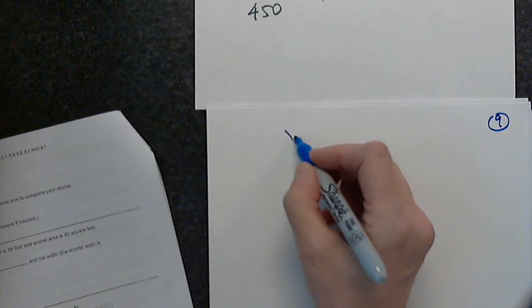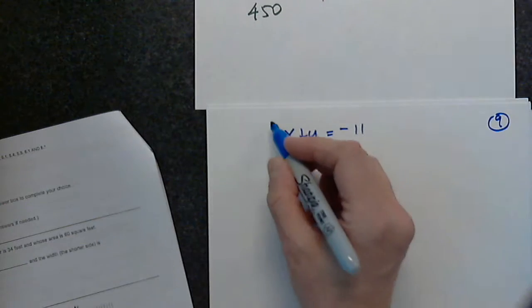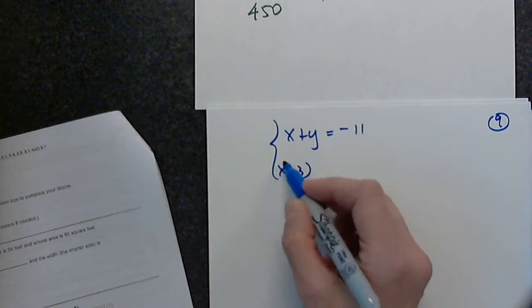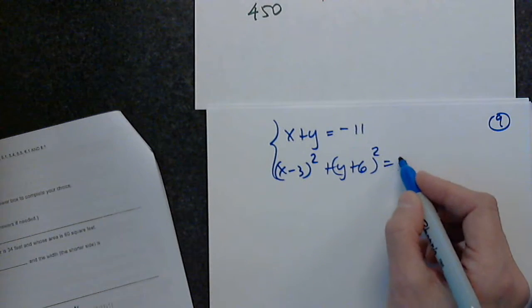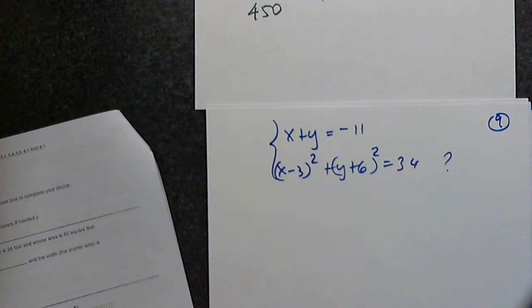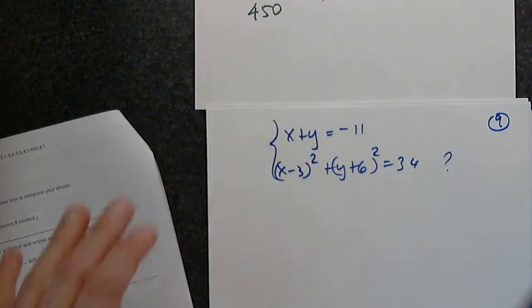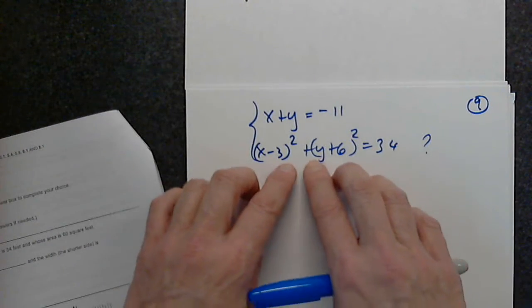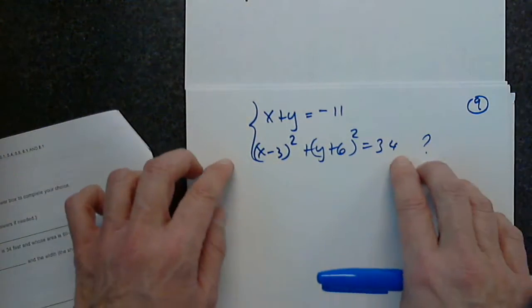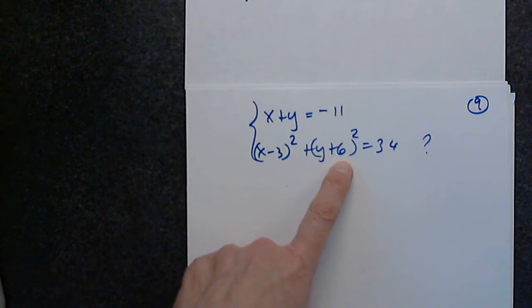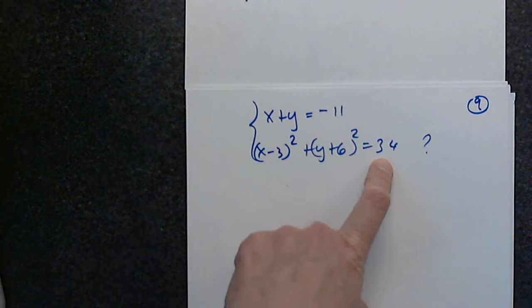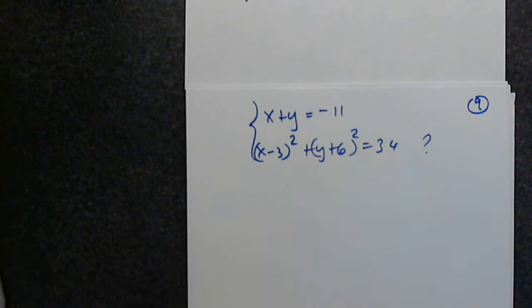Okay, number 20. We have x plus y equals -11, and something very ugly: (x minus 3) squared plus (y plus 6) squared equals 34. This is not necessarily the question, but can anyone tell us what this resembles, or what it represents? Yes, a circle centered at (3, -6) with a radius of the square root of whatever that is. Perfect. So we're asked to solve this system.